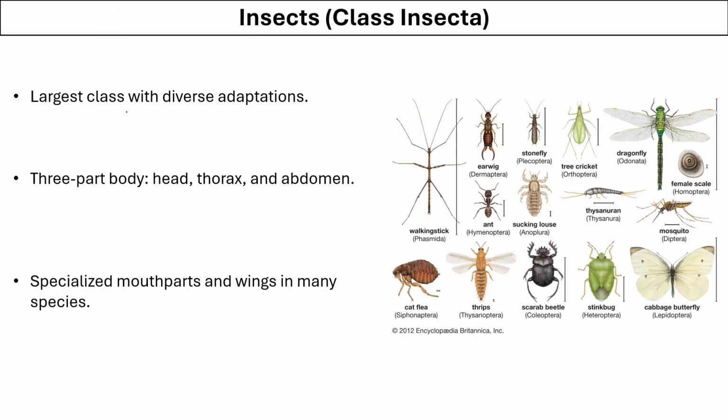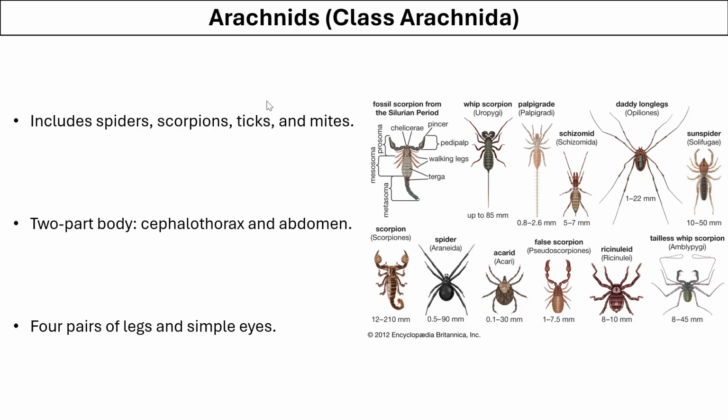Insecta is the largest class in arthropoda. They have such a huge diversity. There are so many different kinds of insects. All the insects have head, thorax, and abdomen as the main divisions of their body. They have specialized mouth parts for obtaining food or for sucking blood if they are blood-sucking insects. And they also have pairs of wings.